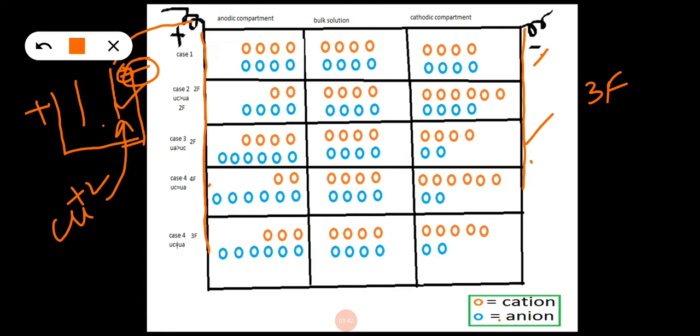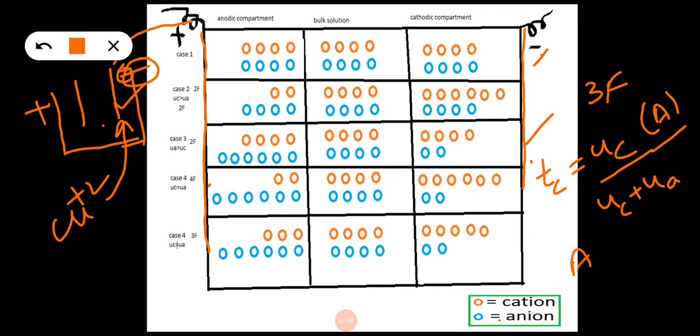To determine the transport number of cation, we have to know the speed of cation by speed of cation plus speed of anion, or the decrease in the concentration of the anodic chamber by the decrease in the concentration of the anodic chamber plus the decrease in the concentration of the cathodic chamber. That will give the speed of cation. So for determining the transport number of cation, we have to determine the decrease in the concentration of all the compartments.